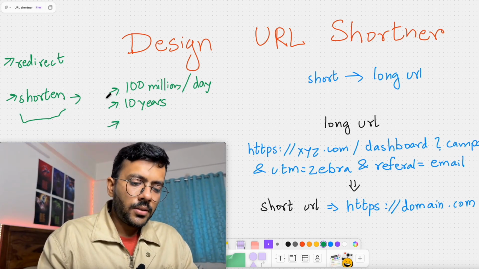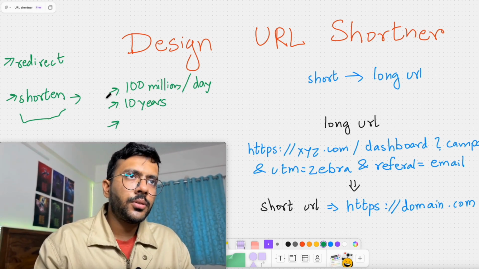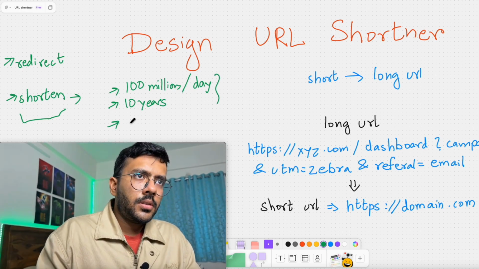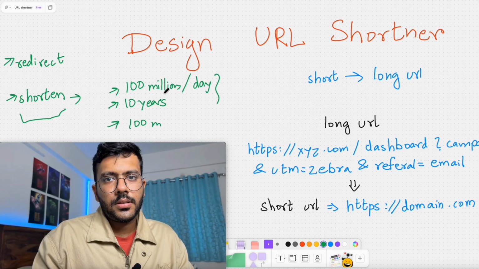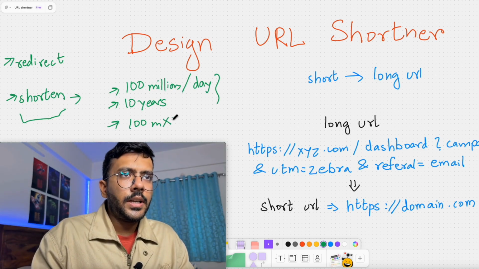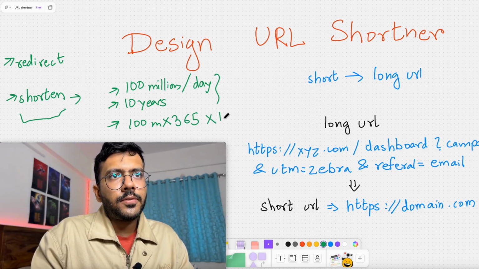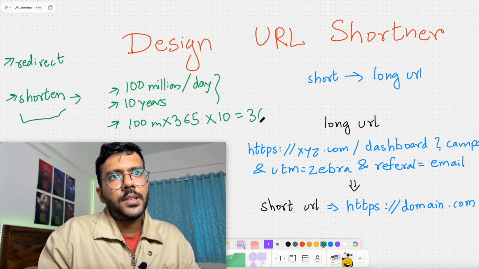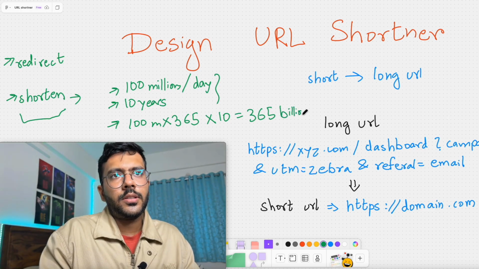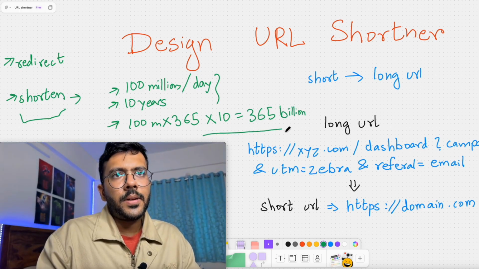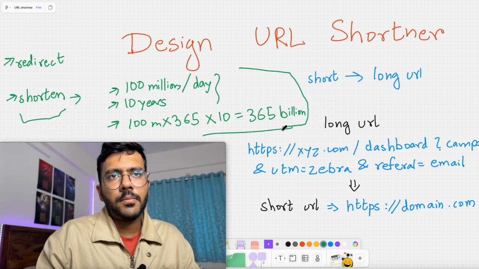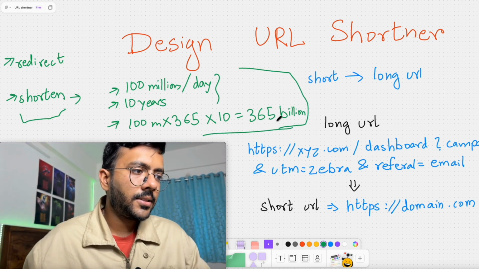Regarding storage or the number of records I need to store, from these above two, I have 100 million URLs generated per day into 365 days in a year, and it should go for 10 years, which means I have to store 365 billion records. So this calculation will come in handy when we design our system. So let's start designing our system.